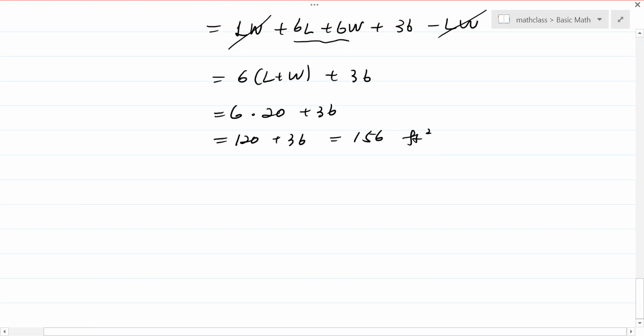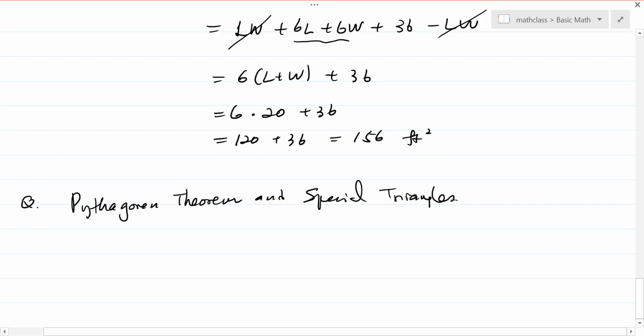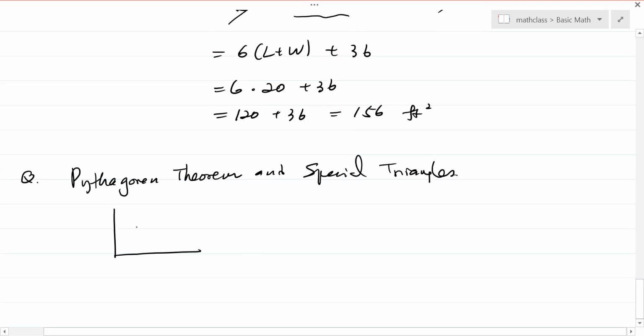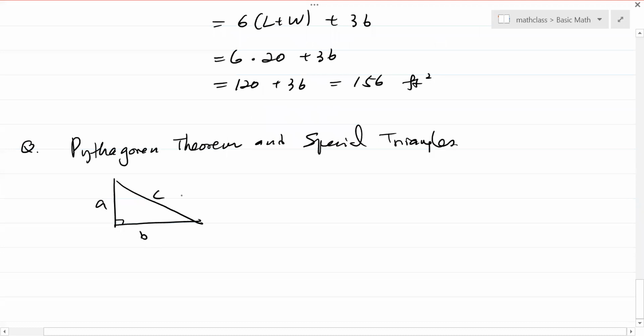Let's move on to the next problem. Talking about the next problem, I need to talk about the Pythagorean theorem and special triangles. Now the Pythagorean theorem says that the triangle is a right triangle if and only if c squared equals a squared plus b squared.